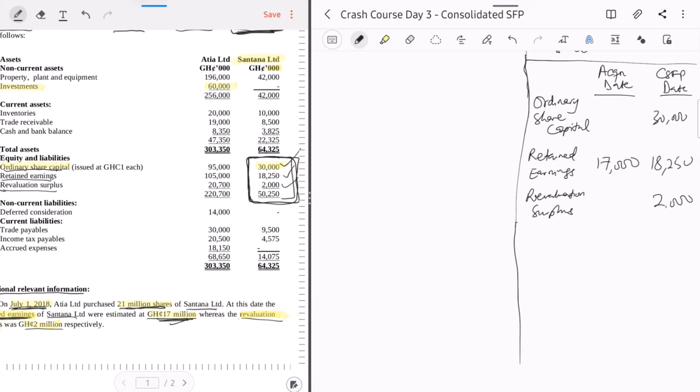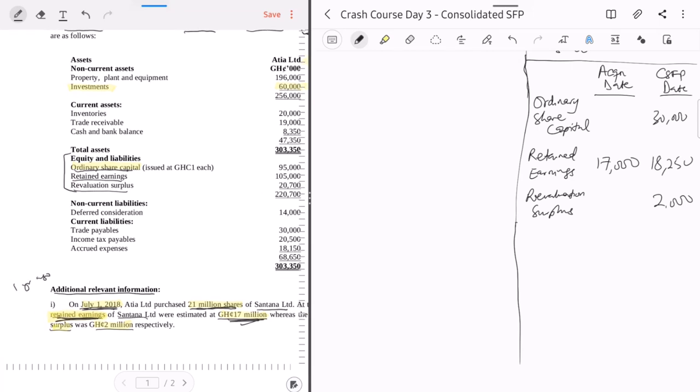Then, whereas the revaluation surplus was what? 2 million. So I come here, revaluation, I put here 2,000, right? You can see I was not given the ordinary share capital opening figure. What you need to do is always assume it is equal to the year-end figure, unless the question tells you that they say something along the lines of since acquisition, the subsidiary has issued new shares.